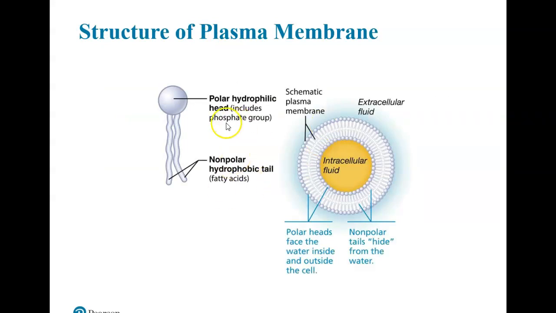This is how the phospholipids organize. The heads always want to face the fluid portion, whether it's the intracellular fluid or the extracellular fluid, and the tails always face away from it. That forms the lipid bilayer.